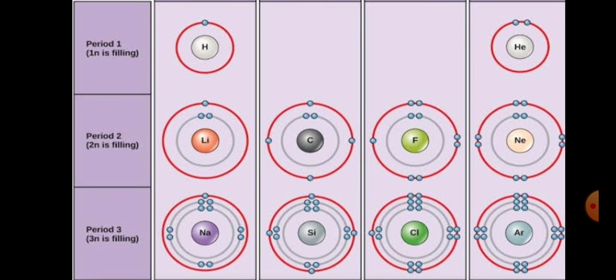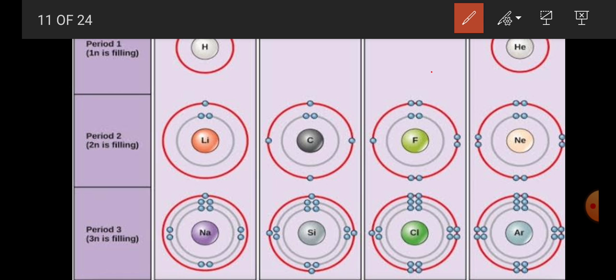So period 1 means hydrogen and helium. In period 1 we have the K shell, or the one shell. Period 1 means that all the elements in this period consist of one shell. So hydrogen and helium, you can see, consist of one shell. One valence shell means that one n is filling, means one s orbital is filling.